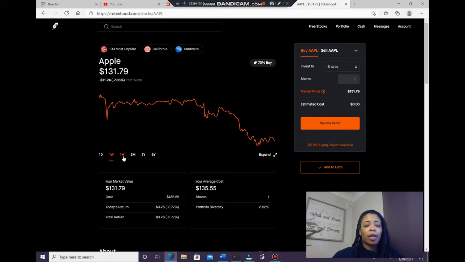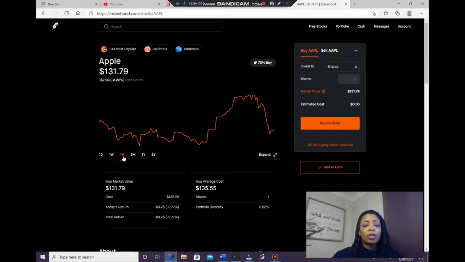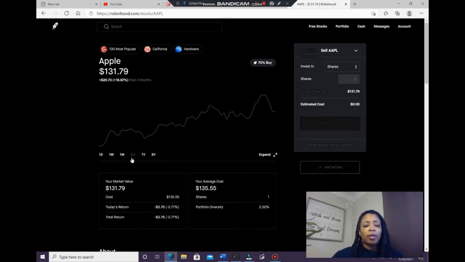If you look at the 1 month chart, you'll see in the last 30 days, Apple is down $2.99. On the 3 month chart, Apple is up $20.73 or 18.67%. So if you bought here on November 2nd, it would have cost you $108.77. And as you see, it goes up, it goes down.